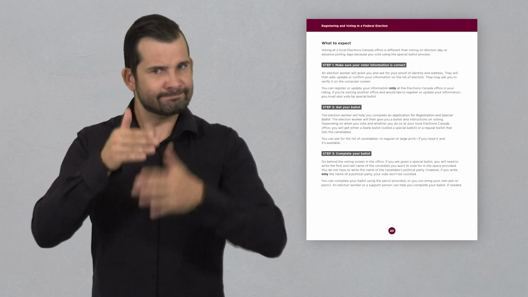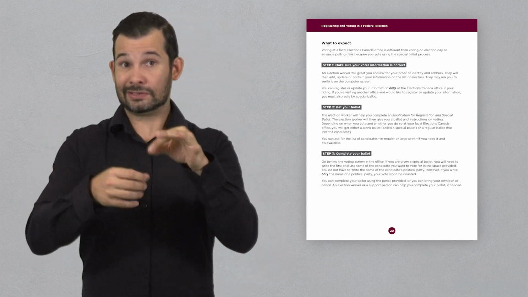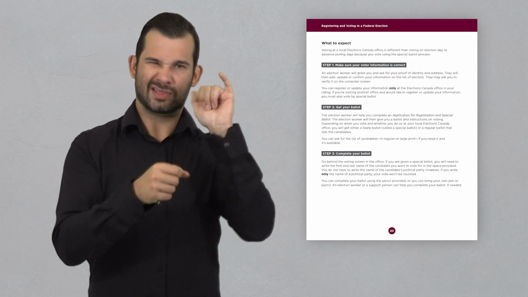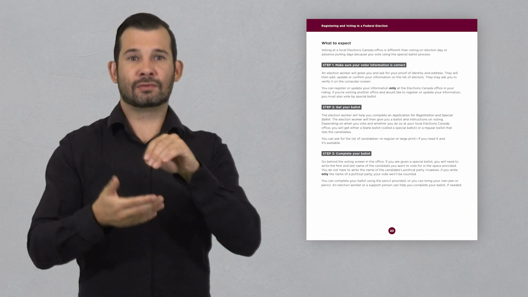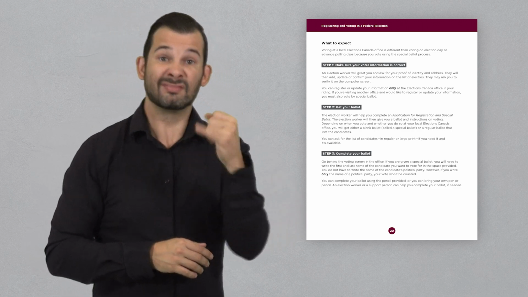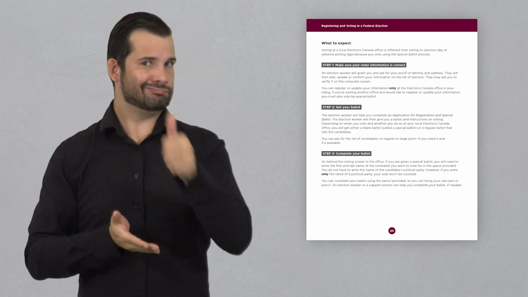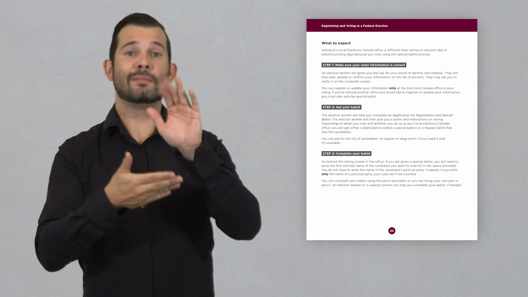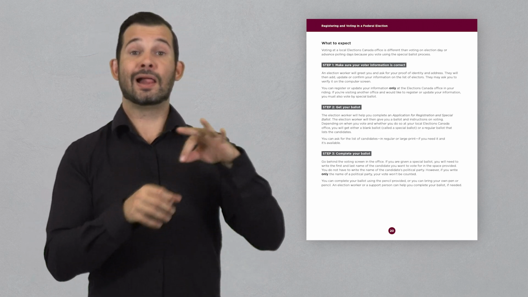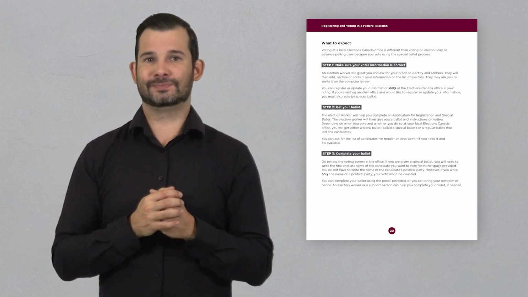Step 3. Complete your ballot. Go behind the voting screen in the office. If you are given a special ballot, you will need to write the first and last name of the candidate you want to vote for in the space provided. You do not have to write the name of the candidate's political party. However, if you write only the name of a political party, your vote won't be counted. You can complete your ballot using the pencil provided, or you can bring your own pen or pencil. An election worker or a support person can help you complete your ballot if needed.